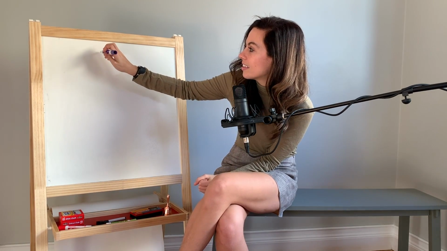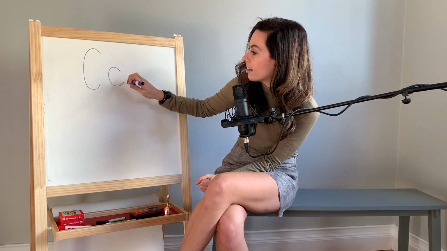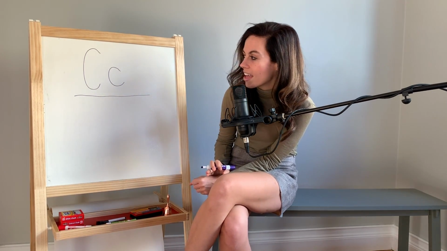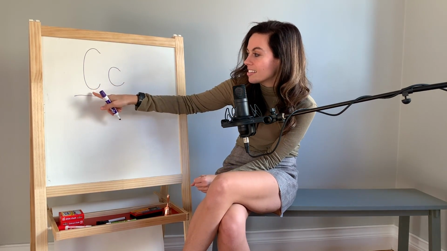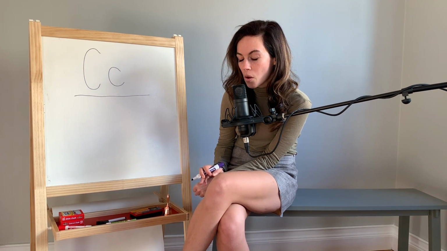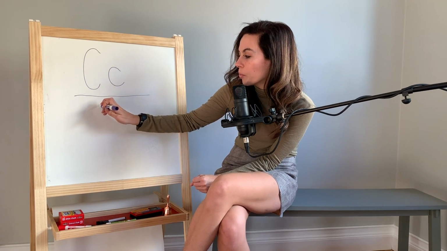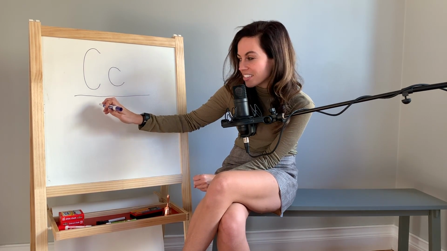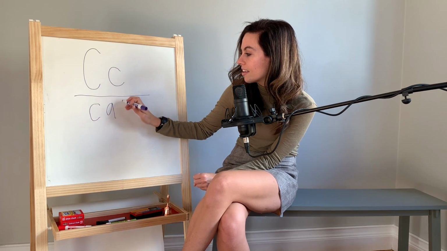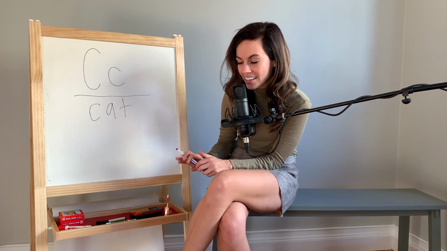The next letter we're going to learn about is C. This is the uppercase C, and this is the lowercase c. And C says k, k, k. And sometimes it says s. We're going to talk about the k sound today. And a word that has a k sound is cat, cat, cat.